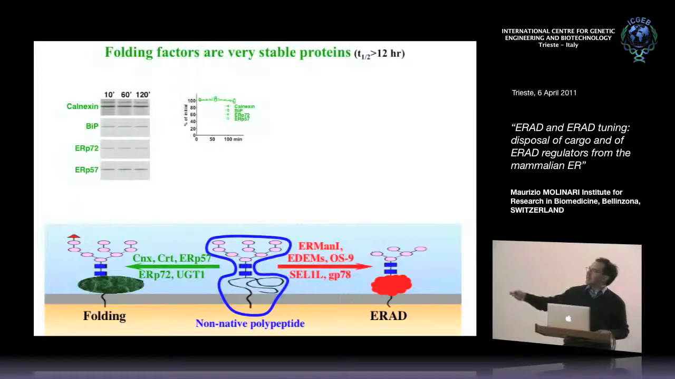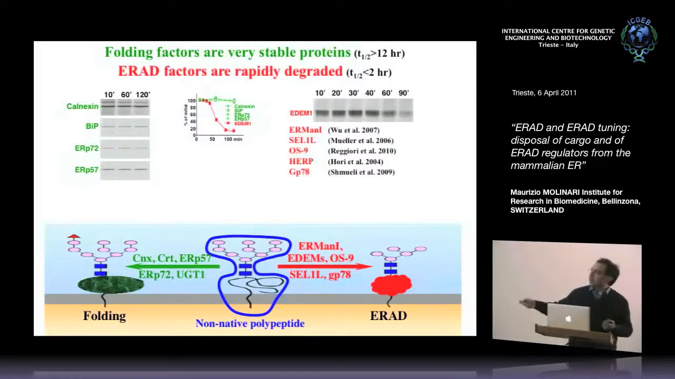But then we asked, are really all ER resident proteins so stable? When we looked at these proteins, we noticed that they are very unstable. So you have two families in the ER. One family, very stable, and another family that is degraded rapidly after synthesis. So the half-life of these proteins, EDEM, alpha-mannosidase, OS9, ERP, and GP78, ranges between 1 and 2 hours. Rapidly removed. So you synthesize, but then you remove them.